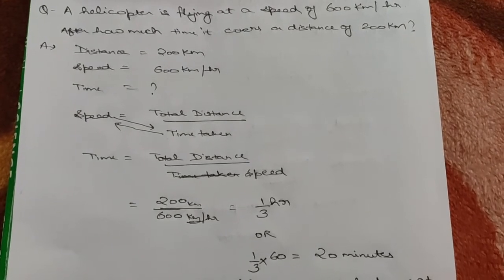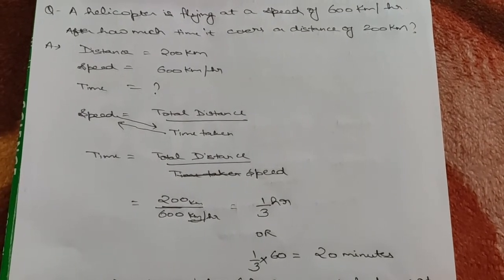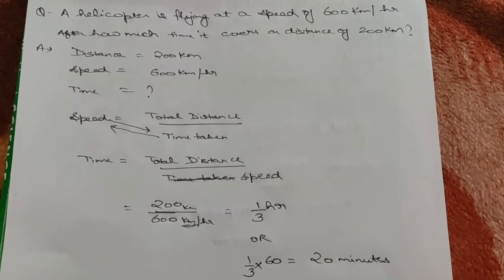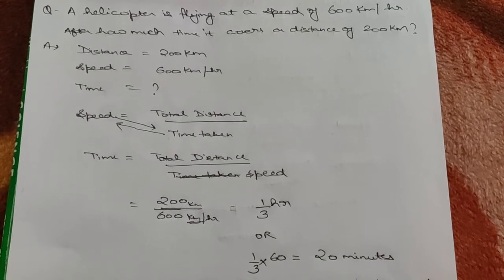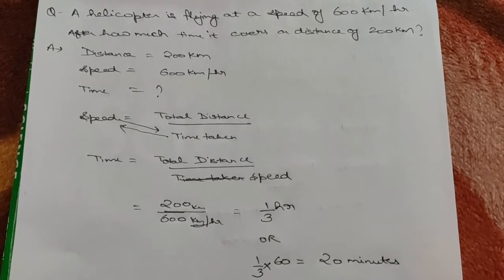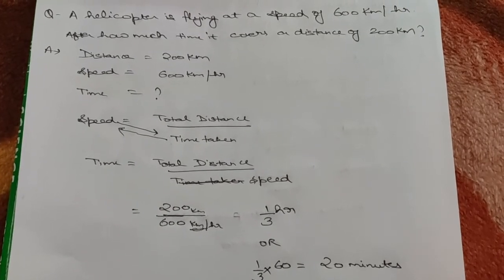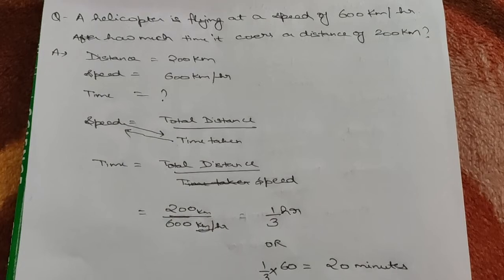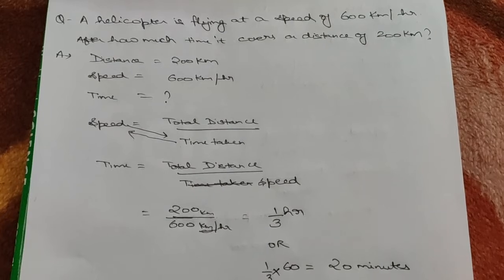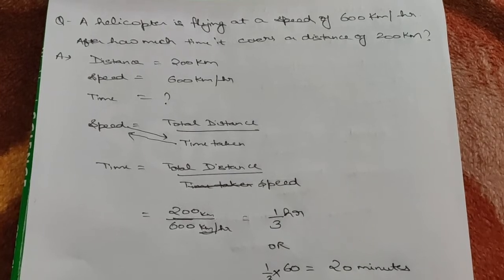So now, according to the question, the helicopter is flying at a speed of 600 km per hour and the distance covered is 200 km. It is asking after how much time it covers the distance. So distance is 200 km, speed is 600 km per hour and time is what it is asking. Using the same formula of speed, that is total distance divided by time taken. But this time speed is not asked. What is asked? Time. So we have to change the positions by going to the opposite side. The time taken, which is in the denominator or is in the division, becomes multiplied, and speed will come at the place of time taken.